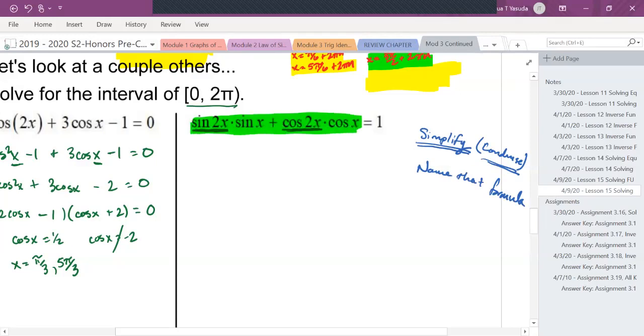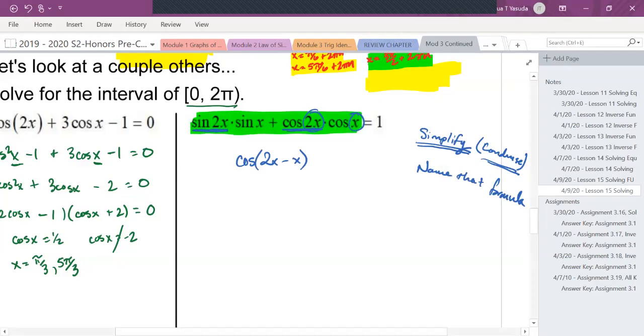This right here is a formula. The question is which formula is it? And it is a cosine subtraction formula. So the name is what you do, right? We're going to subtract 2x minus x, so it's cosine of 2x minus x.